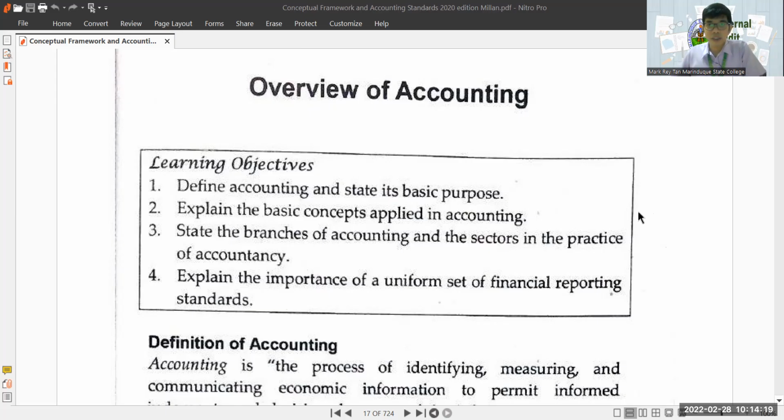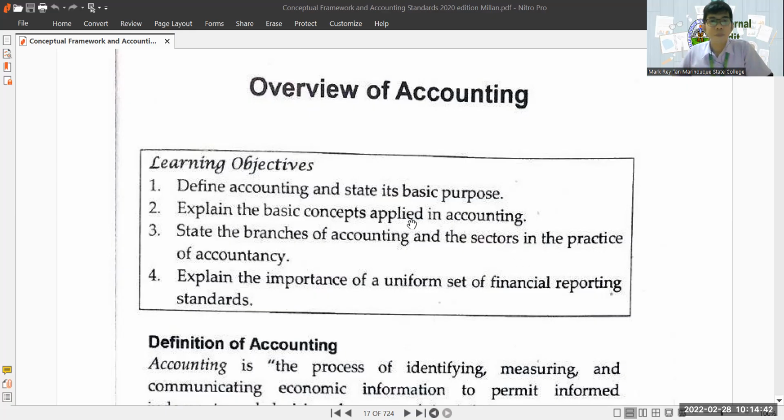First topic to discuss is the overview of accounting. Second semester na ngayon. Most likely, most of the terms in this course are familiar na sa inyo, and even the topics were already discussed last semester. So hindi ito magiging mahirap sa inyo, as I always say.